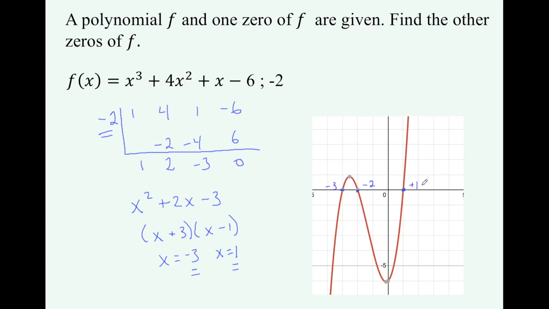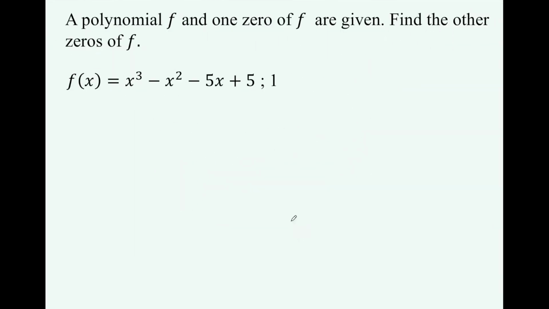Remember, if your 0 is +1, what does a factor look like? X minus 1. If your 0 is -3, what's your factor look like? X plus 3. If your 0 is -2, what's your factor look like? X plus 2. Okay, next problem. Let's try this. Hit pause, see how you do.